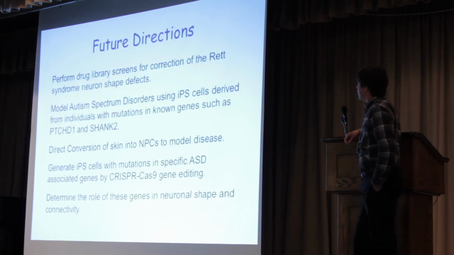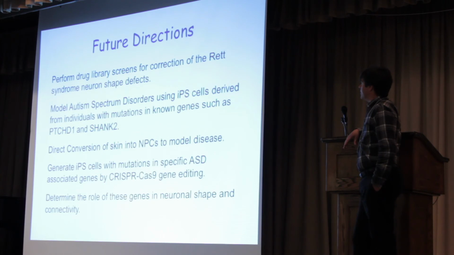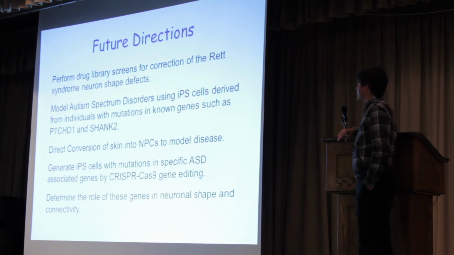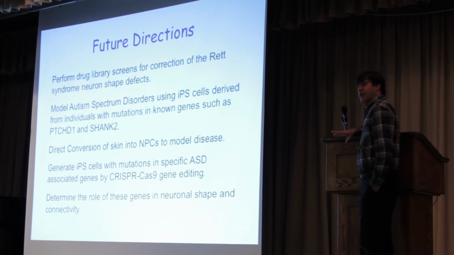So where are we going now? Well, our future direction is, with the Rett syndrome work, we have characterized them sufficiently that we're gearing up to try and perform drug library screens to correct some of the shape defects. And this is actually funded by OBI, with the Structural Genomics Consortium also involved, and they're providing us with some compounds to test for Rett syndrome work. For modeling autism spectrum disorders, we're using iPS cells derived from individuals with mutations in known genes such as PATCH-D1 and SHANK2. We're trying to take that work all the way through so that we can try and publish that.